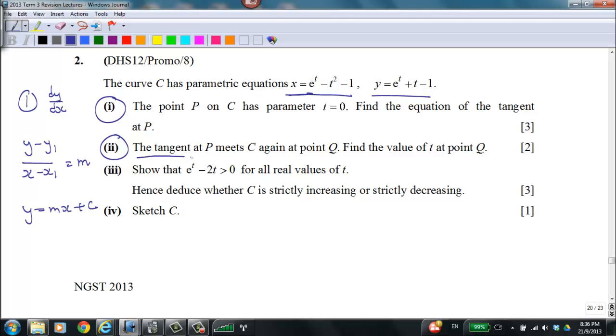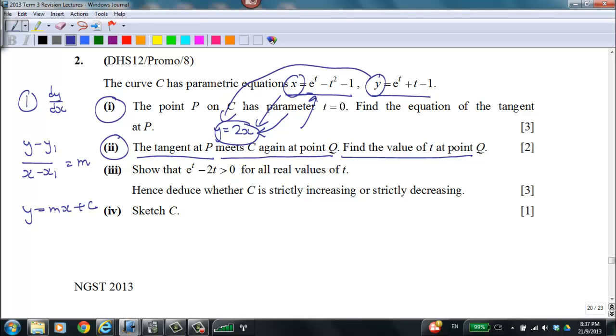We are given that the tangent at P will meet the curve C again at point Q, so we are supposed to find the value of t at this point Q. From part 1, the equation of the tangent is y equals 2x. To find Q, the intersection between y equals 2x and the curve C, we must find the intersecting point between a Cartesian equation, the tangent, and a parametric equation, the curve C. We do this by subbing this x into this equation and this y into this equation, and from there we get the following.